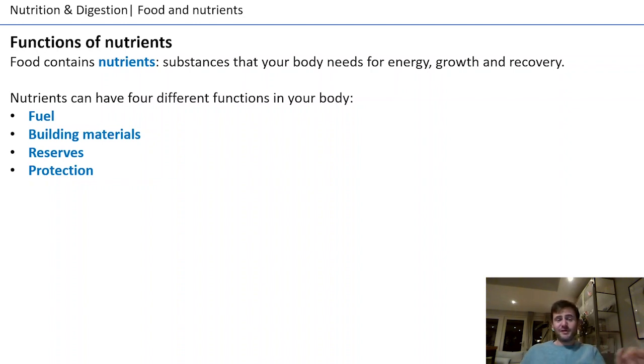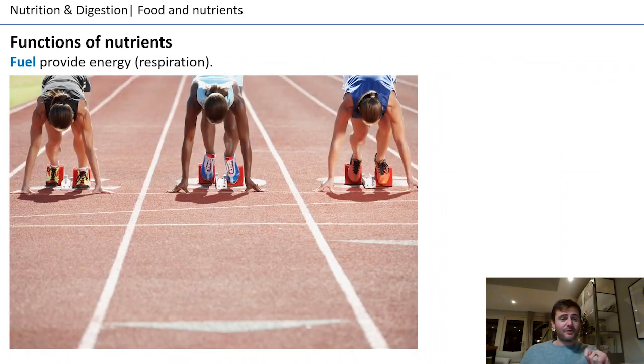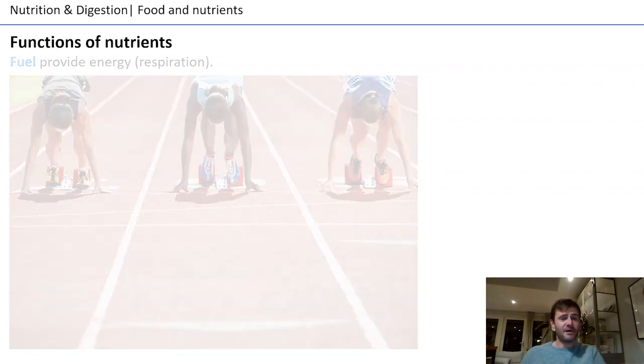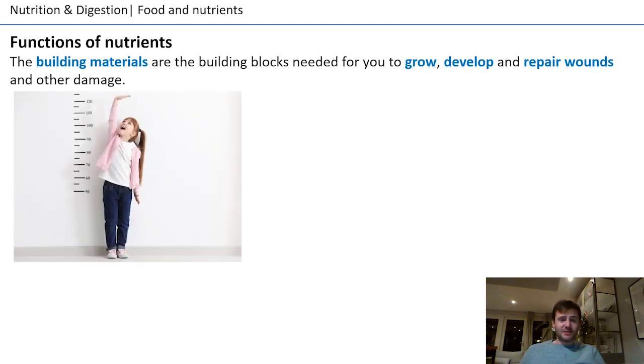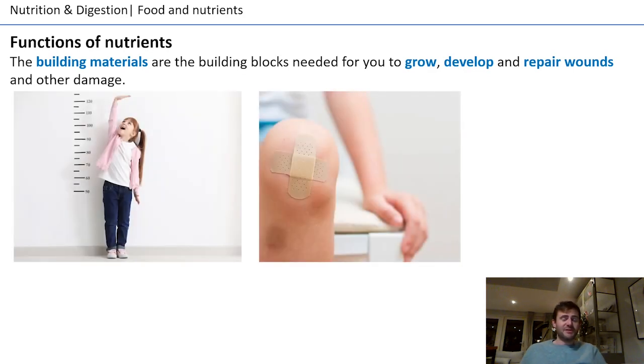Now let's briefly go through them. And we'll start with fuel. Fuel provides energy, and you need this energy to move, to keep your body warm, and to regulate all sorts of processes inside your body. Building materials are the building blocks needed for growth, development, and, for example, repairing wounds or other damage.